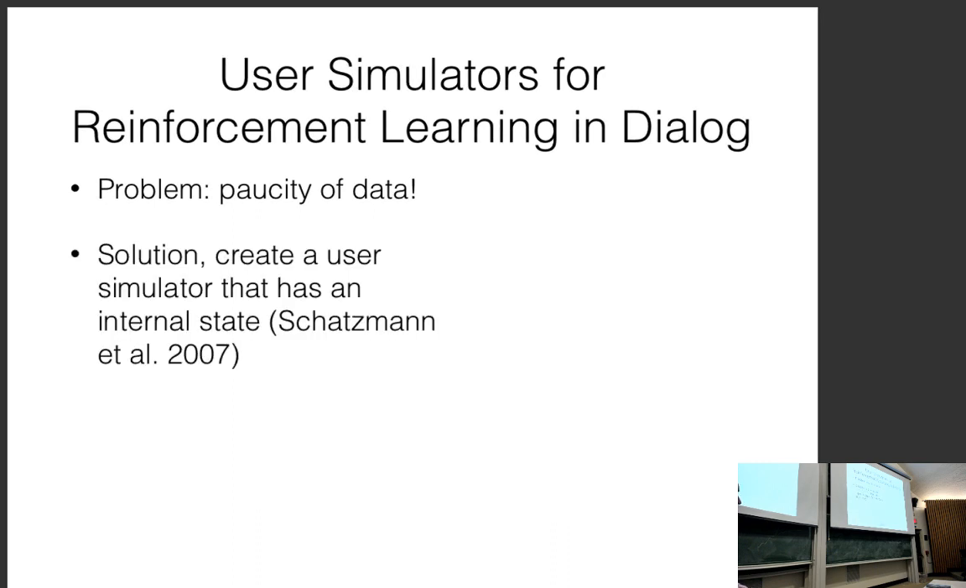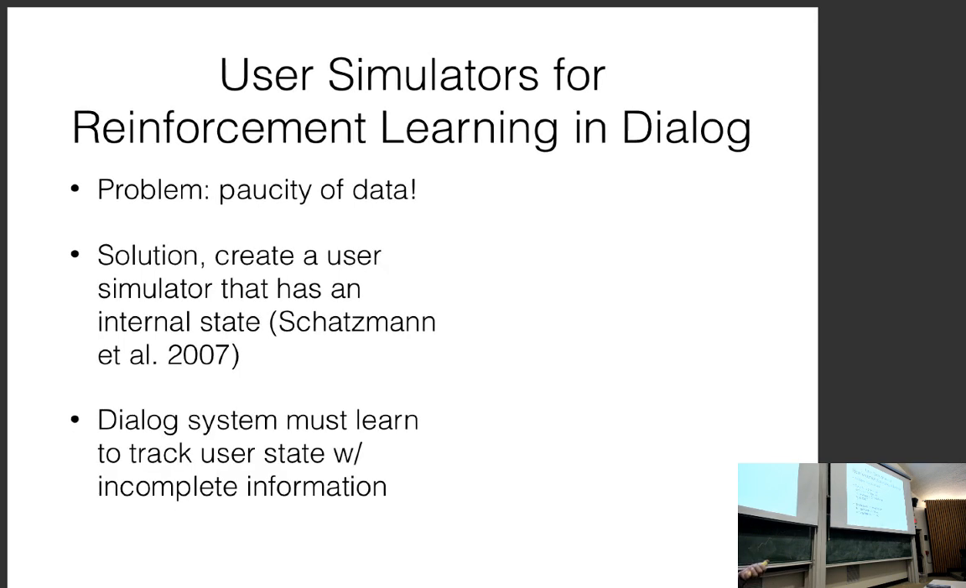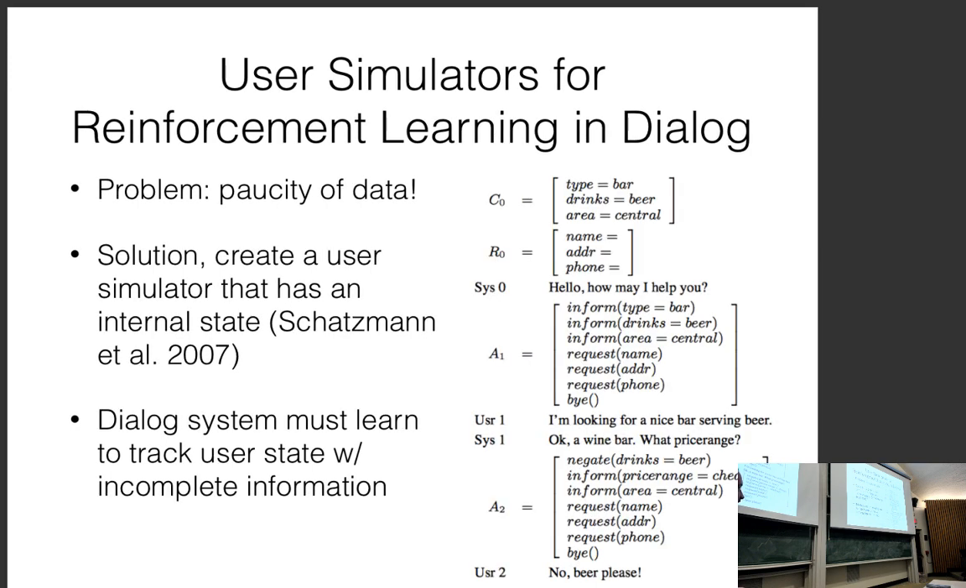So one solution to this is to create a user simulator. The user simulator has an internal state that you don't actually show to the system directly. The only thing you show to the system is the utterances that the user simulator makes. And so the dialogue system must essentially learn to track the user state with incomplete information. So this is the user intent: they want to find a bar that sells beer that's in the central area.